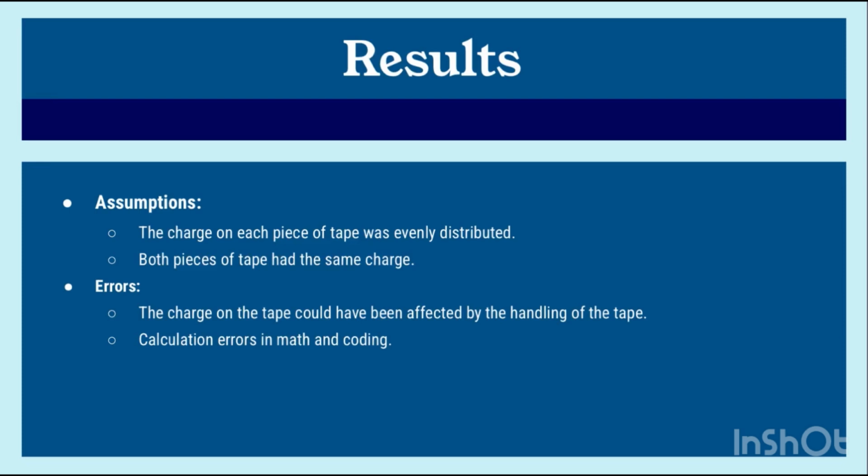So now as we finish up this lab report, we have to state both the assumptions and errors made throughout this experiment. We did have to assume that the charge on each piece of tape was evenly distributed and that both pieces of tape had the exact same charge. Some errors could have been made when handling the pieces of tape that could have affected the charge on the tape, maybe taking away some of the electrons through our hand contact or contact with the table. And then we also could have had some simple errors in both the math and coding. I know the coding especially was hard for me on this lab, so there definitely could have been some errors.